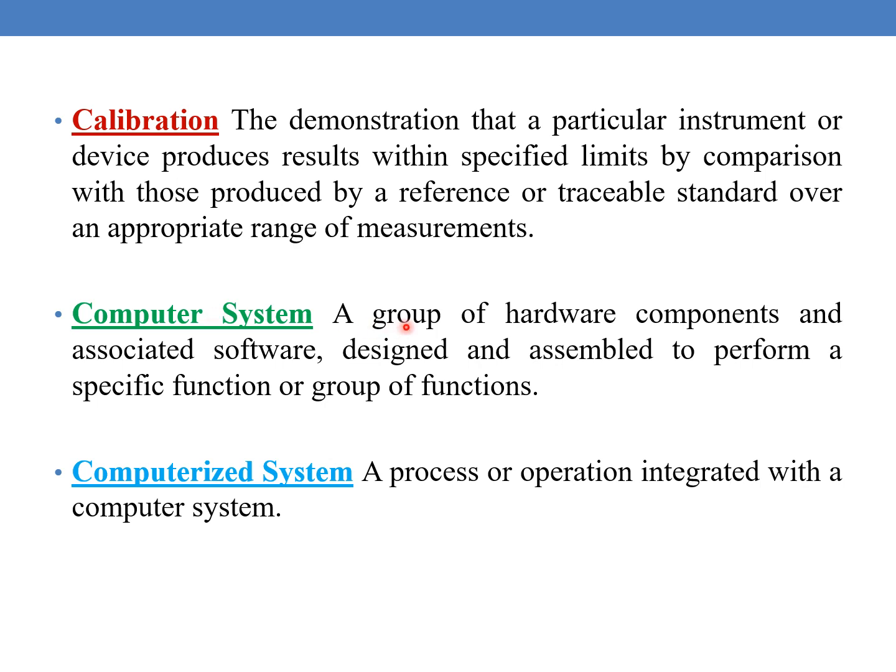Coming to computer system: a group of hardware components and associated software designed and assembled to perform a specific function or group of functions. What is a computerized system? A process or operation integrated with a computer system. Certain processes can be computerized. So what is a computerized system? A process or operation that is integrated with a computer system.